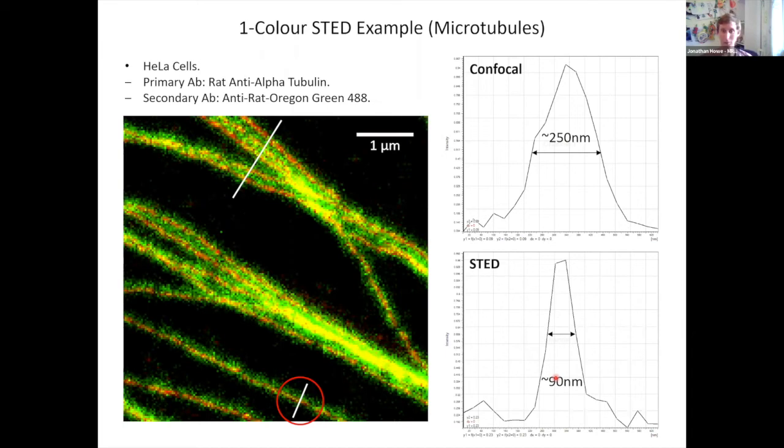Now, 90 nanometers is good, but the actual diameter of a microtubule is 25 nanometers. And the reason for this discrepancy I will come on to towards the end of my talk.